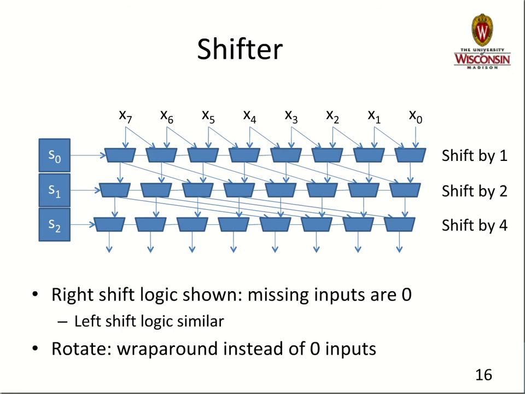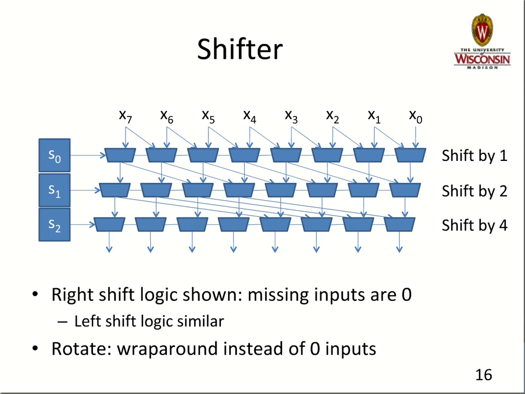Here we show the structure of a shifter. A shifter is typically implemented using a number of multiplexers that is logarithmic. The number of levels is logarithmic with respect to the width of the operands. In this example, we have 8-bit operands, and the log base 2 of 8 is 3, so we have 3 levels of 2-to-1 muxes in the shifter design.